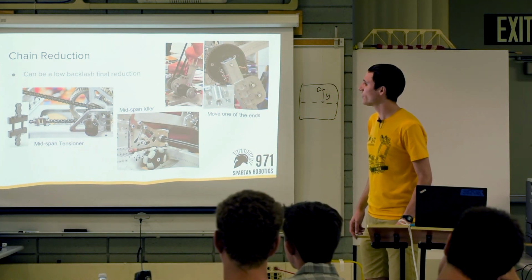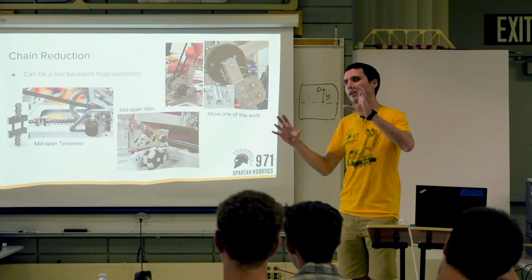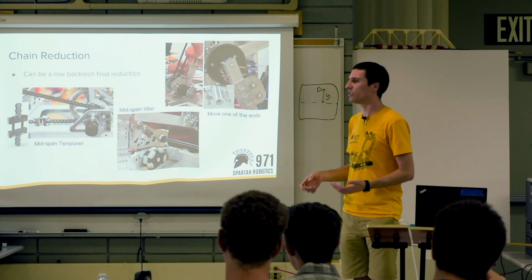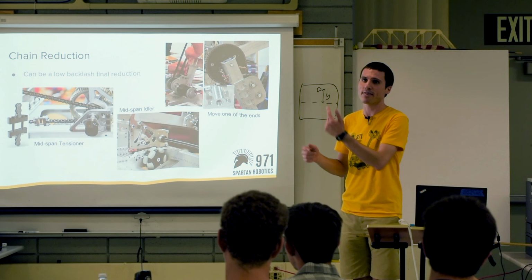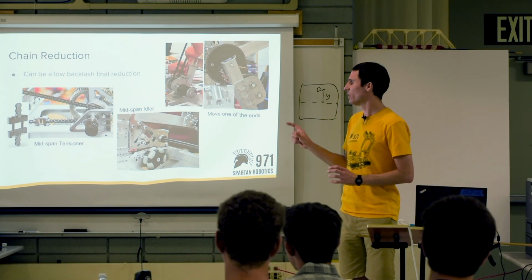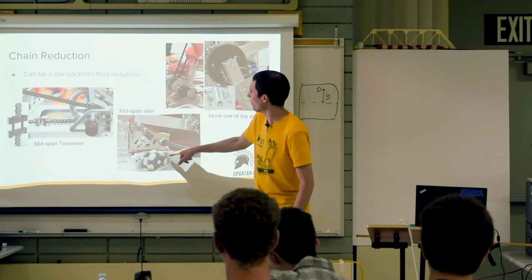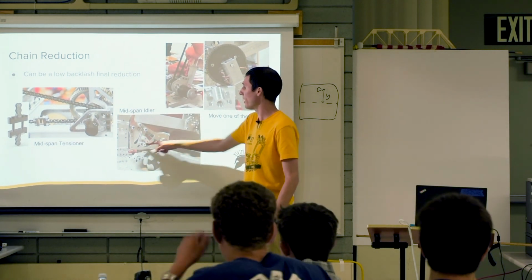Another way is that you can still have your output and your input fixed. But if you have a larger range of motion, you can't put the inside tensioner in there. Instead, what you can do is change the path length of the chain. You can put a sprocket in the middle and just move where that sprocket is. I'll get into more detail on the next slide, but this is a mid-span idler.